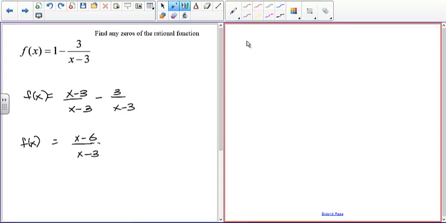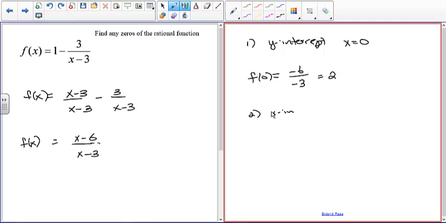So what are the things we do? One is we look for the y-intercept, and that's where you set x equal to 0. So if you set x equal to 0 here, you're going to have negative 6 divided by negative 3, which is positive 2. The second thing is we find the x-intercepts, or intercept, in this case. That's where the numerator of the rational function is set equal to 0. So you get x equals 6. So that's my x-intercept.